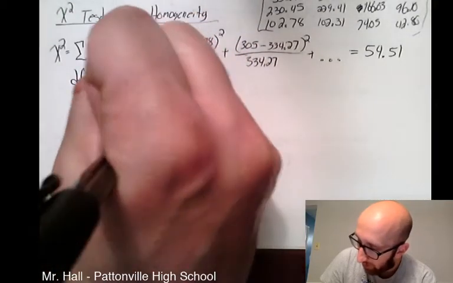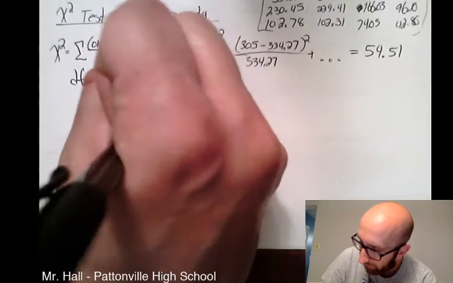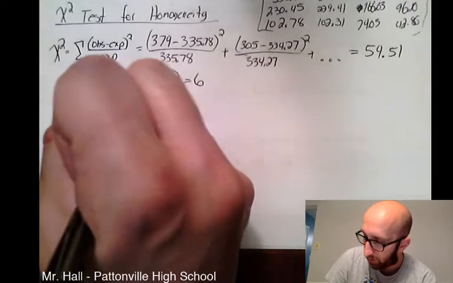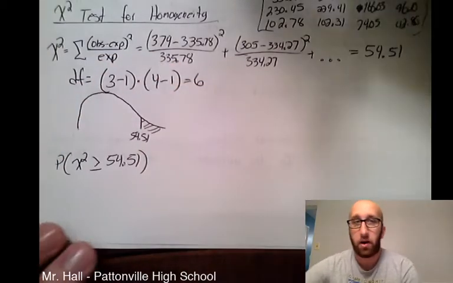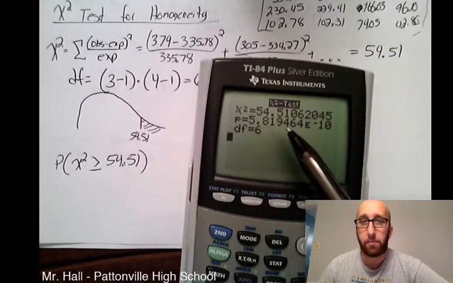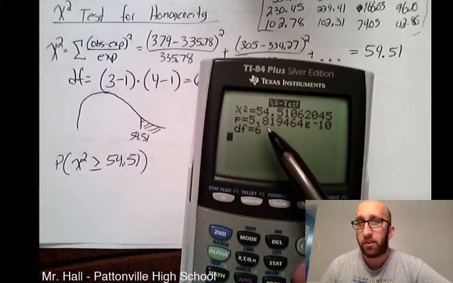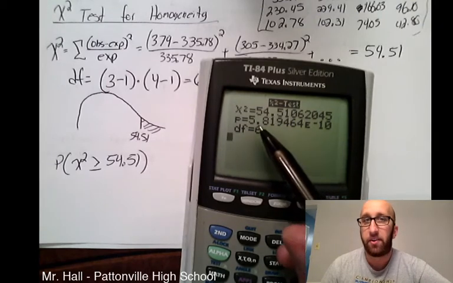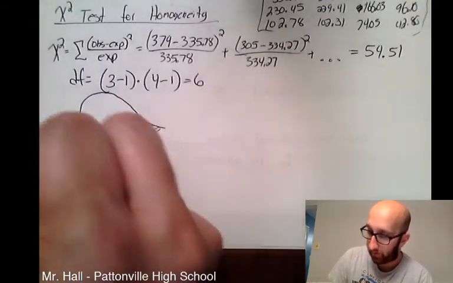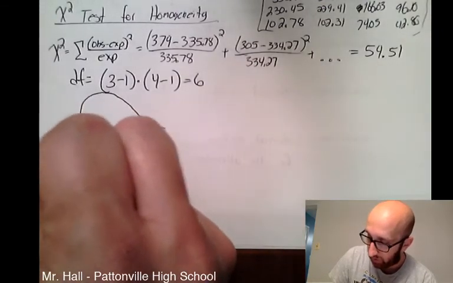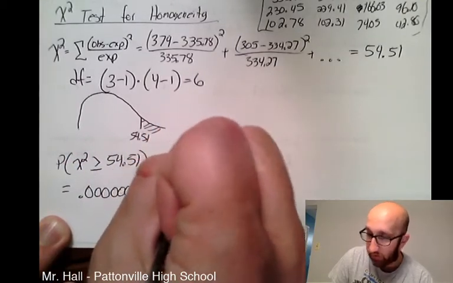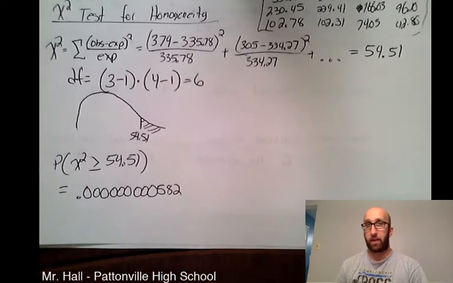So I'm going to go way over here and say 54.51. Our p-value, remember, is always the area to the right, so probability that chi-squared is greater than or equal to 54.51. Our calculator spit out something that was pretty interesting there. It said 5.819, blah, blah, blah, e to the negative 10. This is how calculators show scientific notation. This is 5.82 times 10 to the negative 10. So really what we have here is 9 zeros, 1, 2, 3, 4, 5, 6, 7, 8, 9, and then 5, 8, 2. That is our p-value, okay?